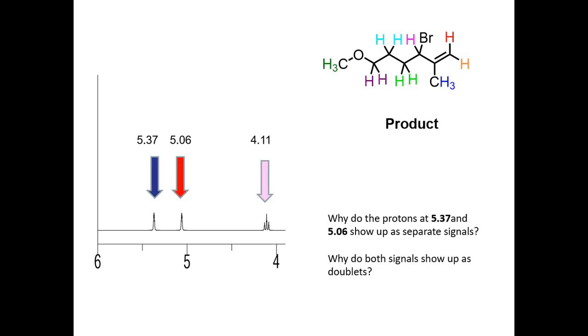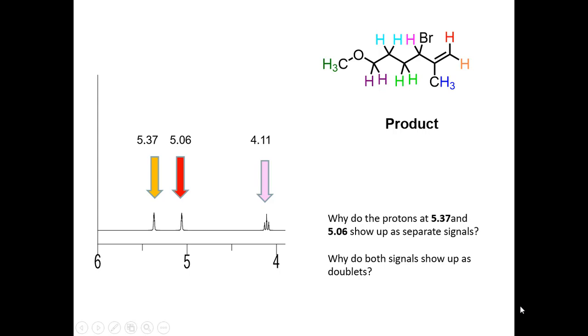But if you zoom in, you see at 5.37 and 5.06 that those two hydrogens are representative of the alkene hydrogens. And if you remember from previously, we had a chart that said that alkene hydrogens can show up anywhere between 4 and 6. But both of those are different, and I'll explain why in another example. Then you have at 4.11 the proton that's adjacent to bromine, and it's a triplet. And then the two alkene hydrogens, I know the resolution is kind of bad, but those are both doublets.